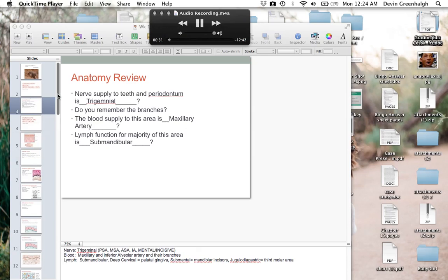Blood supply is maxillary artery. Blood supply to teeth, periodontium, maxillary artery. And then the lymph system is submandibular.